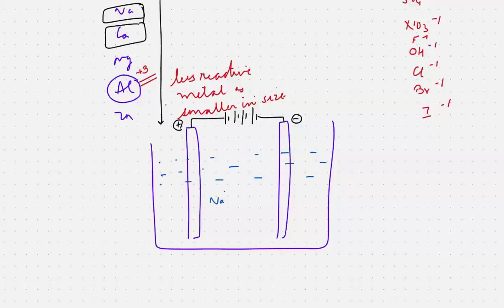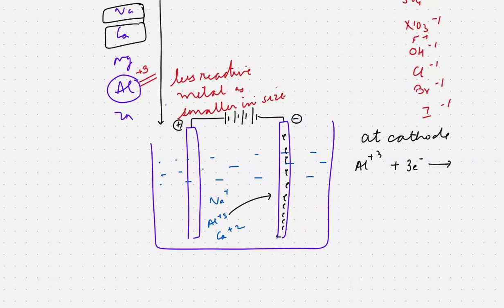We are going to have Al plus 3 and Ca plus 2, so this is going to go there. Am I right? At the cathode, out of the three cations, Al plus 3 from the molten situation will go and hit the rod. This rod is negative because the battery has given it electrons, so it is going to gain 3 electrons and form aluminium solid.